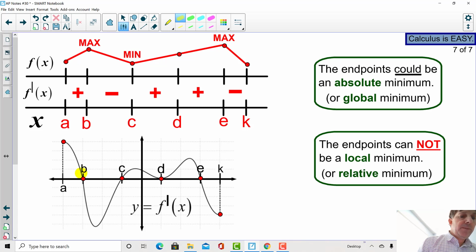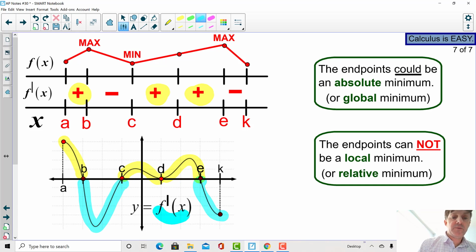When your graph is above the x-axis, it's going to be positive. So that means our derivative is positive whenever you're above the x-axis. So we're going to be positive in all of those regions. When your graph is below the x-axis, it will be negative. So that means our derivative will be negative in the blue shaded regions. So our derivative is going to be negative between b and c, and our derivative will be negative between e and k.